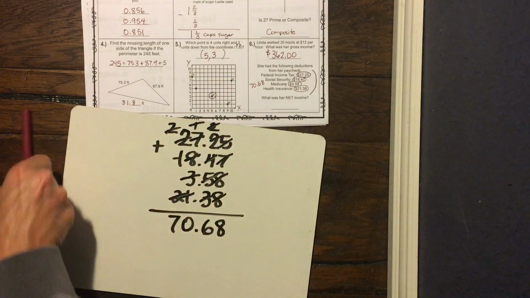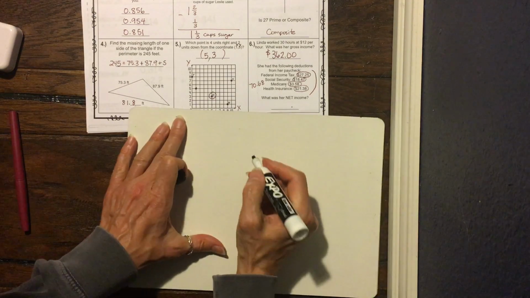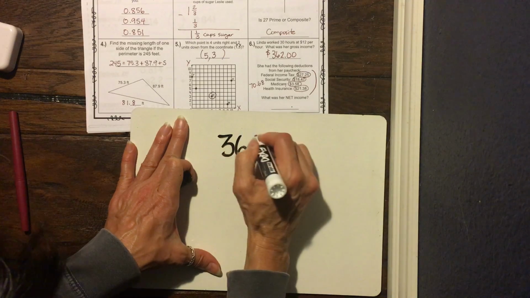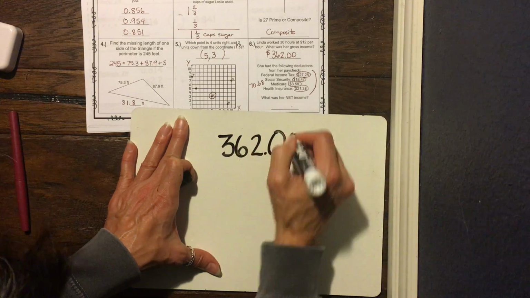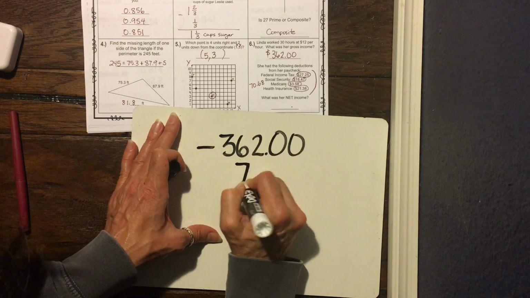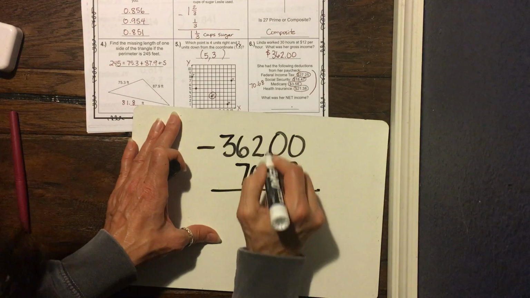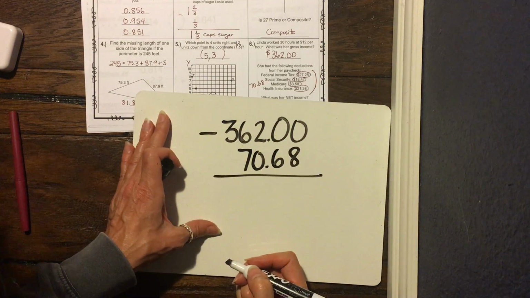Well, if we're finding her net income, then we have to take her gross income, which is $362, and we have to subtract all of her deductions. So that's $70.68. Remember, we have to line up our decimals when we're subtracting and adding.